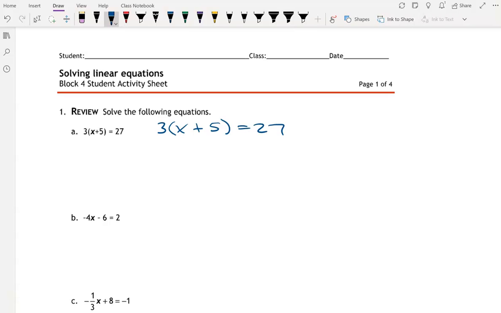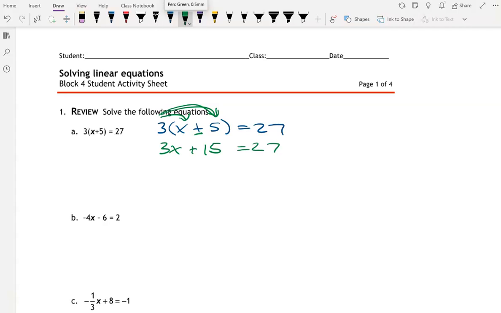Well, there are a couple of different ways we could solve this one. I am going to choose to solve it using distribution first. So I am going to distribute the 3. That means I'm going to multiply it by everything that's inside my parentheses. So 3 multiplied by x, that's 3x. And then 3 multiplied by 5 is 15. And because that's a positive 5, that's going to be positive 15, or plus 15. And that's going to equal 27.